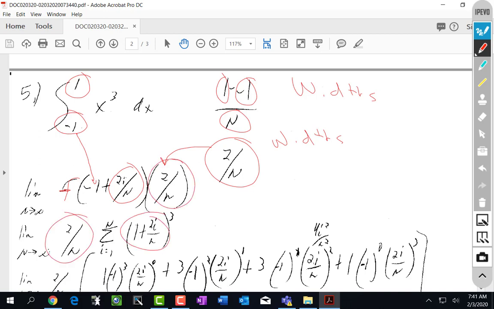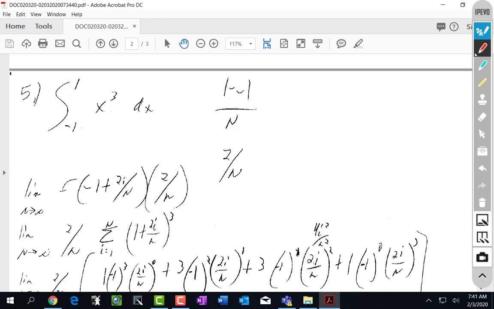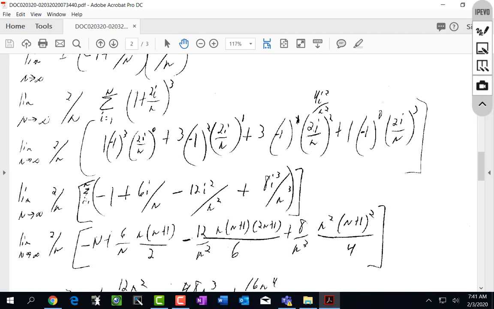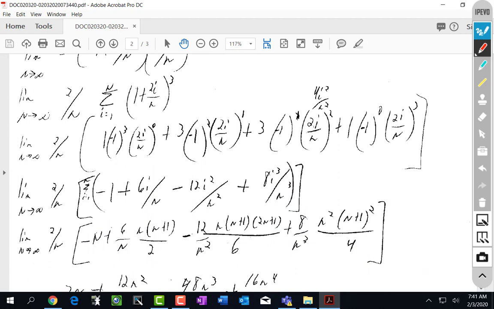So here's this right here. This should be a negative, apologize for that. Negative 1 plus 2i all over n gets substituted into here, so that's all going to be cubed. Now that I've done that, I just need to cube that out. The way I'm going to cube this one out is I'm going to use Pascal's triangle.